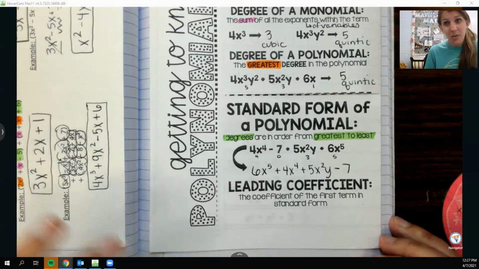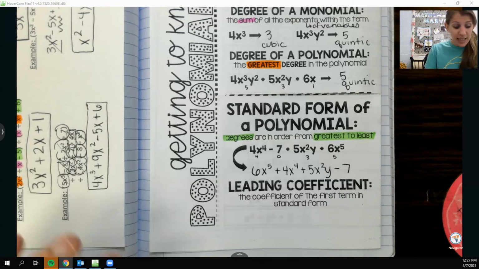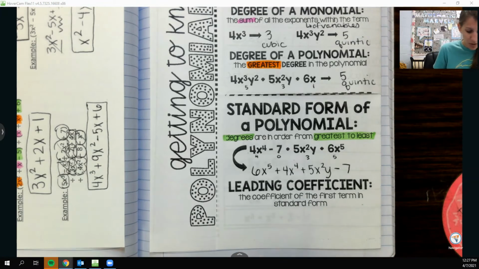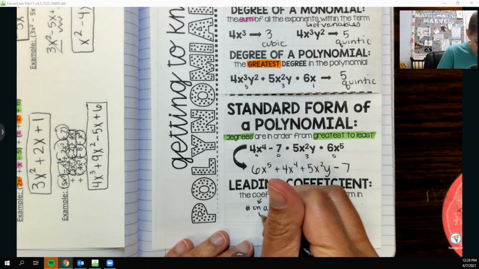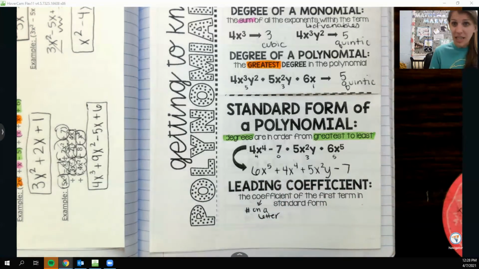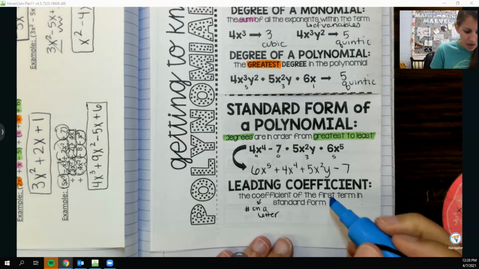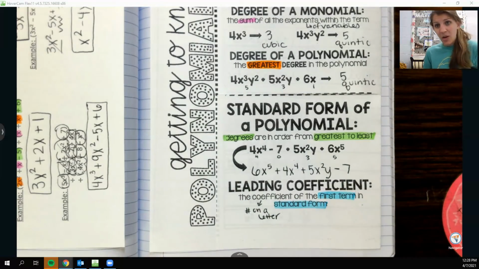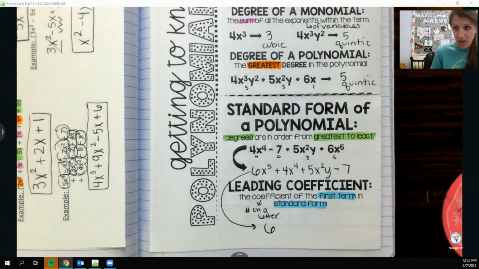Another important feature that we're really going to talk about later in this chapter, but it's good to practice now, is the leading coefficient. And a coefficient is just a fancy word for number on a letter. And the leading number on a letter is going to be the number on the first term when I'm in standard form, or really on the biggest degree. So in this case, it was 6. It's just a number.